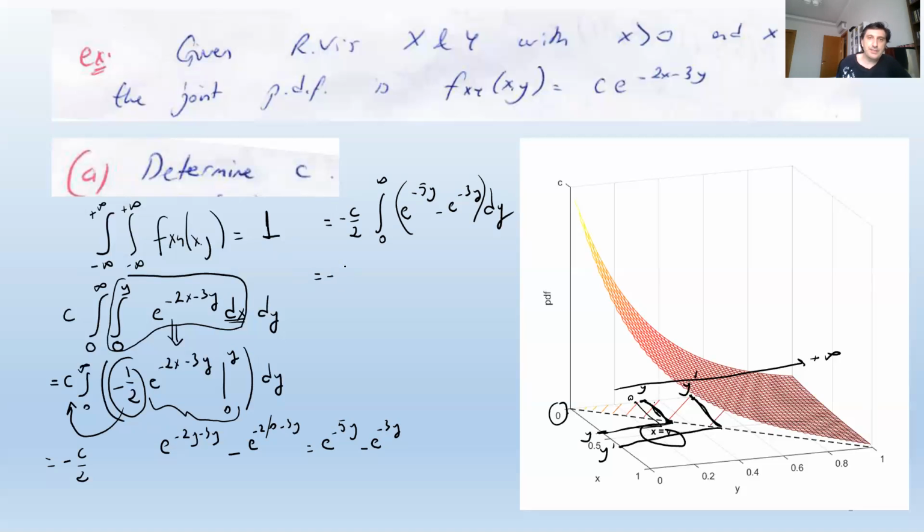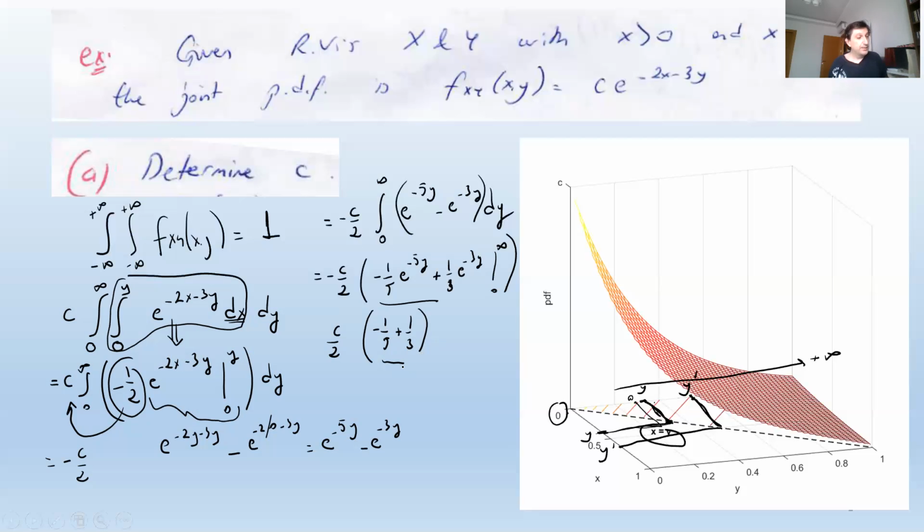And if you continue using the same thing, it's going to be minus 1 over 5 exponential minus 5y, and plus 1 over 3 exponential minus 3y, and it's going to be from 0 to infinity. And this is going to be equal to, actually, let's see, it's going to be minus 1 over 5. When you put infinity here for both cases, it's going to be 0. So we are only interested in putting 0. There's another negative sign here. So it's going to be c over 2 times minus 5 over 5 plus 1 over 3. And this is going to be equal to, if I can see from my notes, let's see.